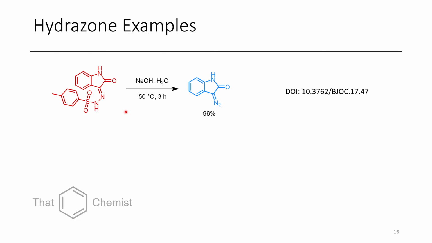So some examples of this include the treatment of this dioxyindole derivative, which is called an isatin.